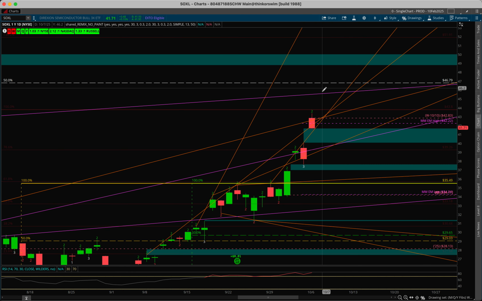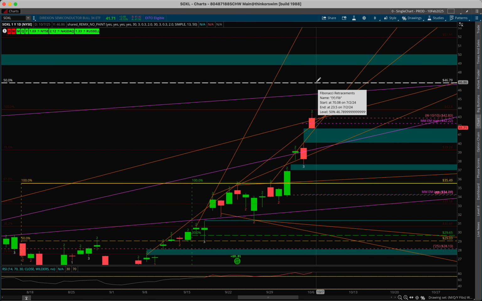And again, we had those levels up here around this weekly broadening formation as our targets on the 4-hour level. Those would be the same targets on the 1-day level. And then even going up to this 46.79, which is 50% of last year's move, right? So that's a big point of inflection, right?